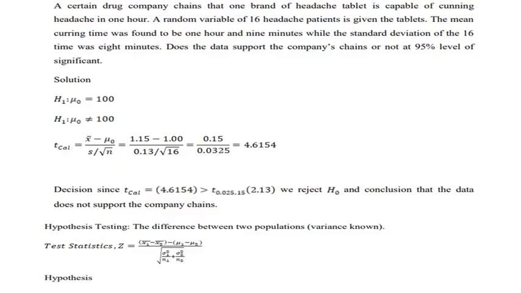Hypothesis testing: the difference between two populations, variance known. We use this formula: x bar 1 minus x bar 2. That means we will be given two x bars, two mu, two sigma, and two n. So the test statistic z equals x bar 1, that is between two populations. The other one we talked about the other time is for one population, but here it is between two populations. X bar 1 minus x bar 2 minus the bracket mu 1 minus mu 2 over root of sigma 1 square over n1 plus sigma 2 square over n2.